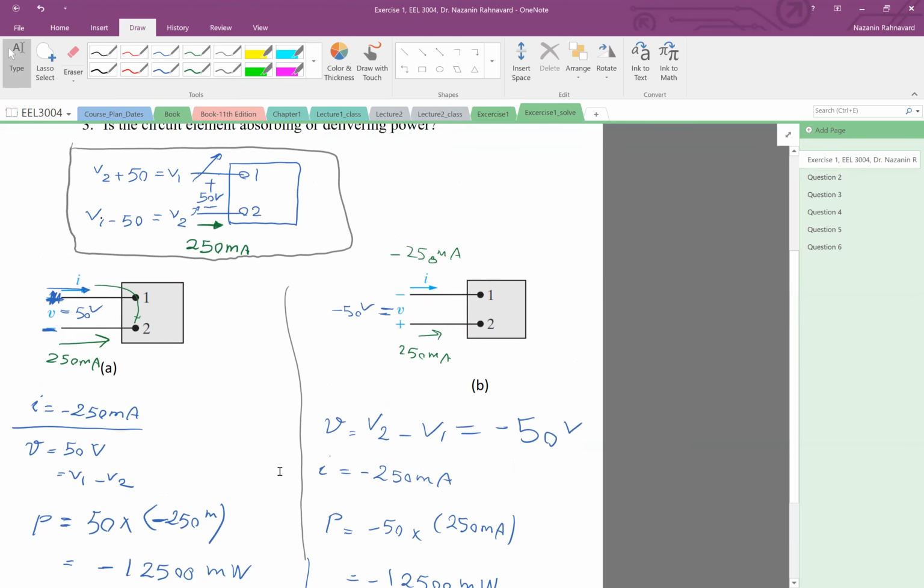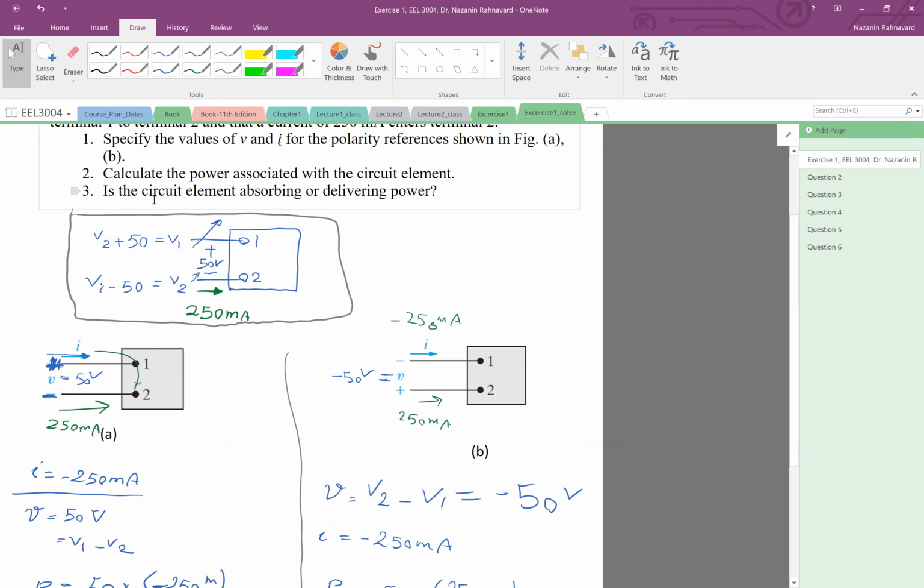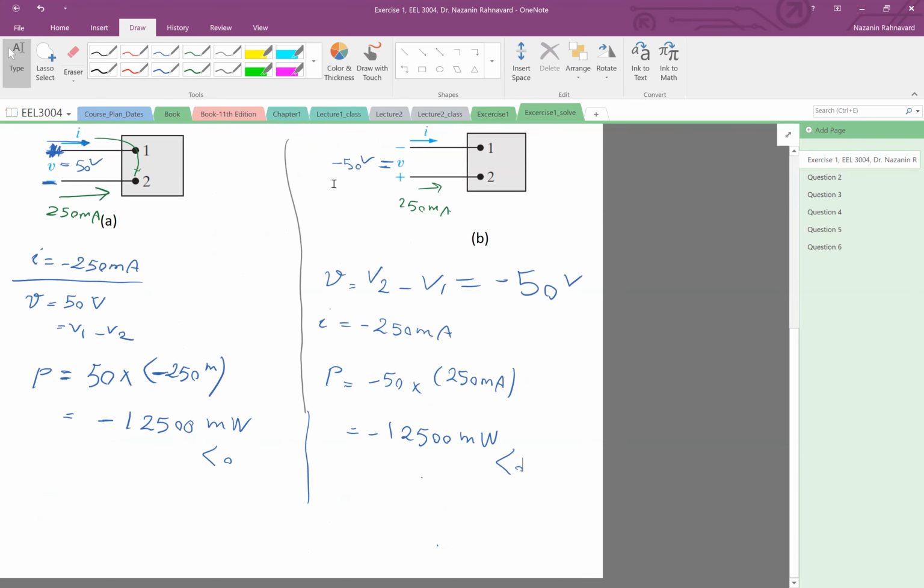So the question says, is the circuit element absorbing or delivering power? It actually delivers power, because the power was negative. Okay.